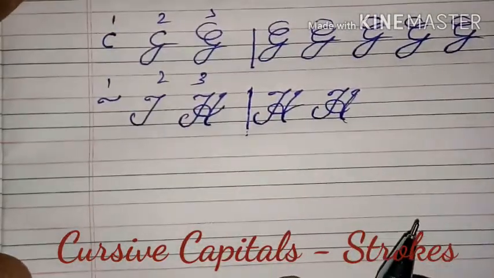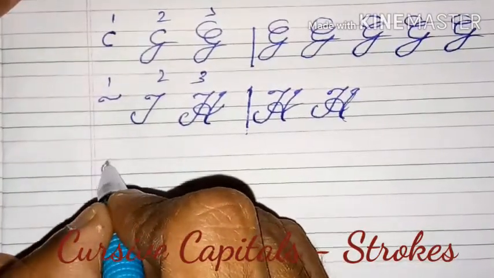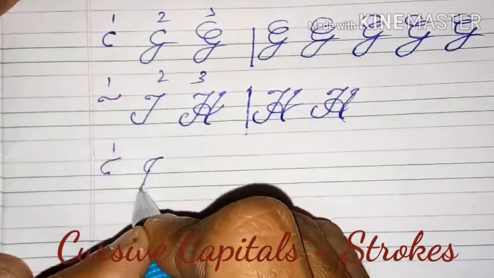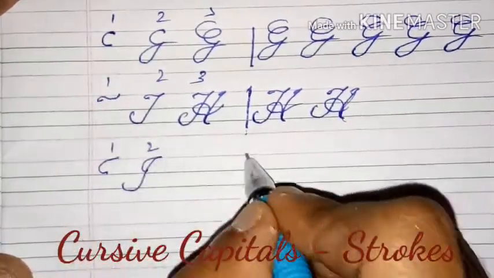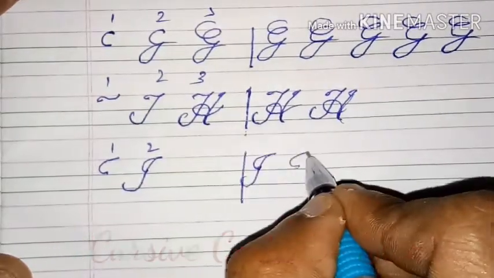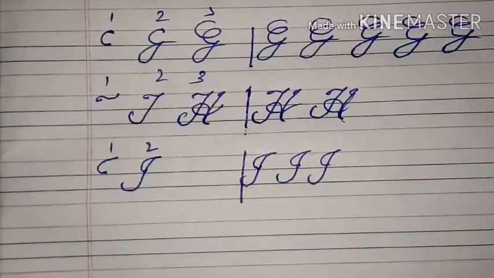Next one is I. Write this stroke in the upper zone and come down like this. 1 and 2. Write like this.